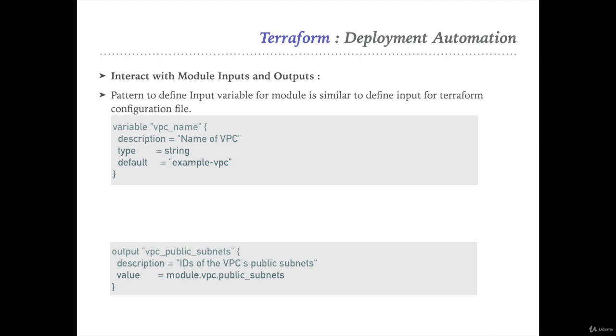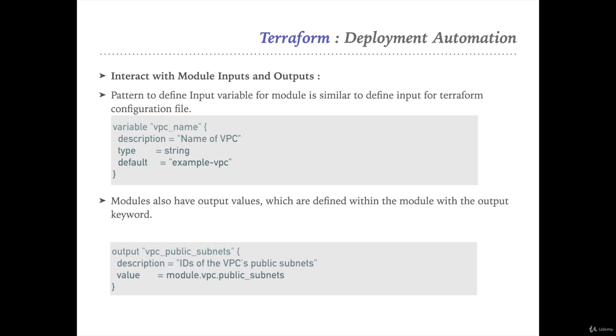We can define a variable like vpc_name, with description, type, and default value. Over here you can see we have the default value example-vpc. Whenever we call the module from some configuration file, if we are not passing this variable vpc_name, then the module will keep the default value example-vpc. But if we explicitly pass some other value to vpc_name, then the default value will not be picked, and the module will get the value we pass explicitly.